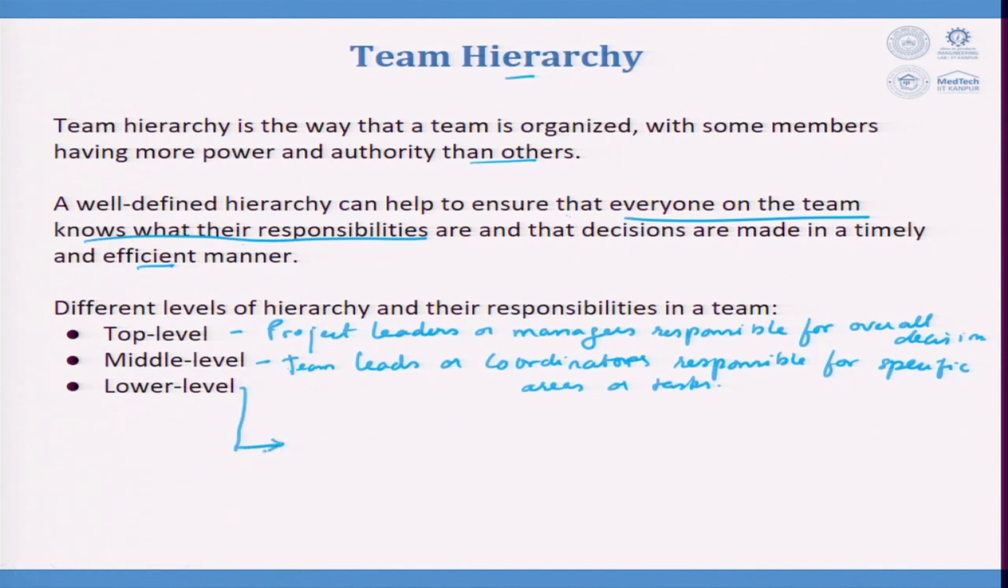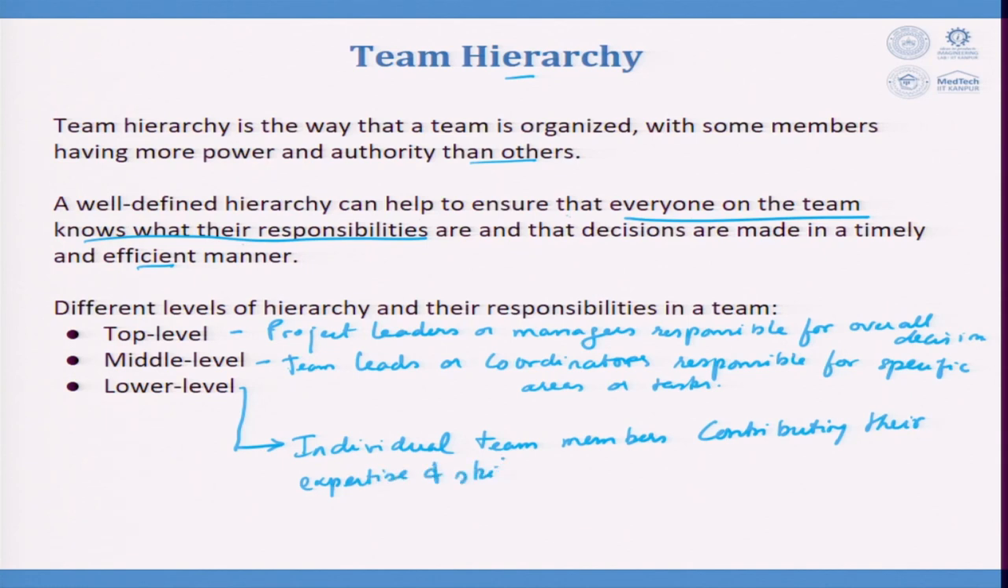Lower level is individual team members contributing their expertise and skills. So, these are the different levels of hierarchy. Top level means project leaders, middle level means team leads, lower level means individual team members.